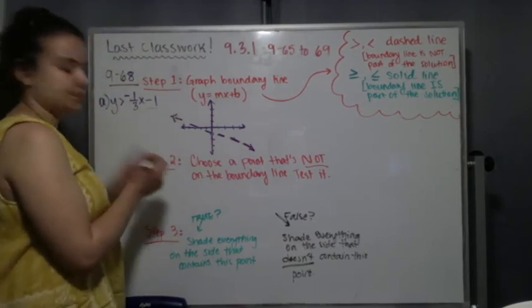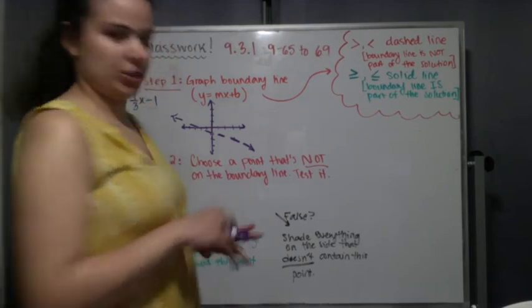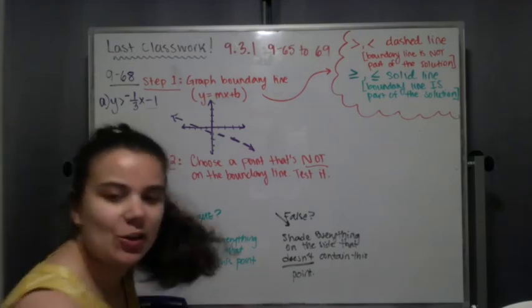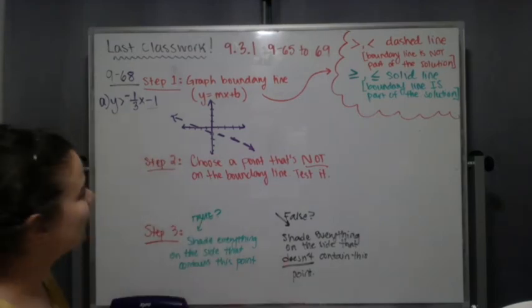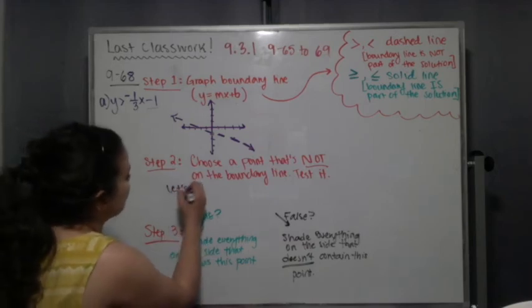There we go. Step 2, we want to choose a point that is not on the boundary line and test it. My favorite point to do this with is 0, 0, because it makes the x's go away. We don't have to deal with the 1/3. So if possible, try to test 0, 0.